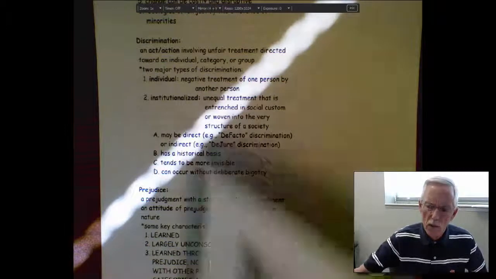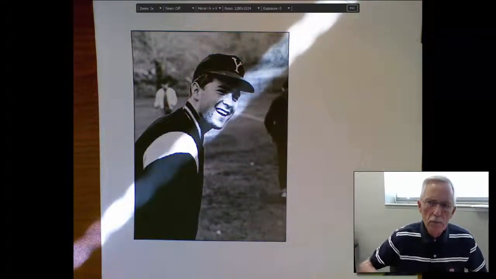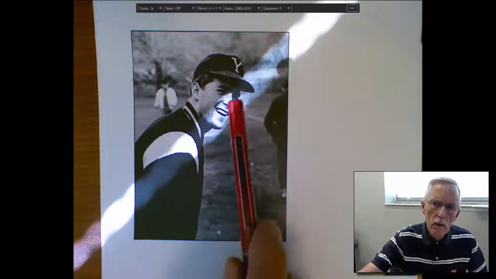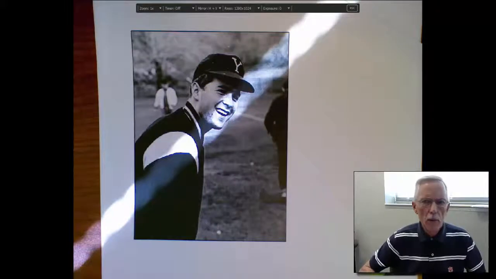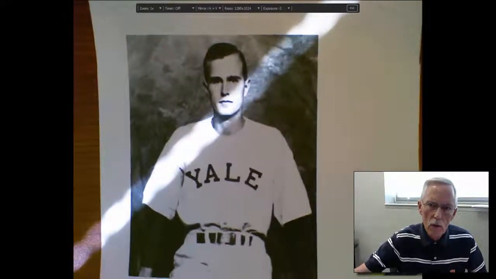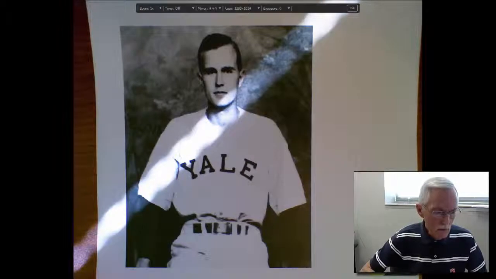Another interesting example of institutionalized discrimination involves this gentleman. Do you recognize him? He became president of the United States. But notice again, he attended Yale. And by his own admission, he wasn't the greatest of students. How in the world did he get in? Well, it had a great deal to do with this gentleman, his father, who attended Yale.